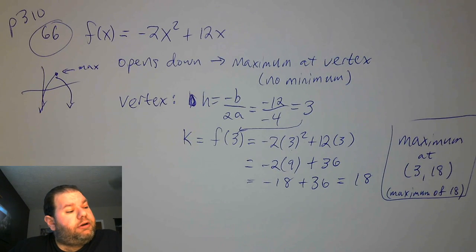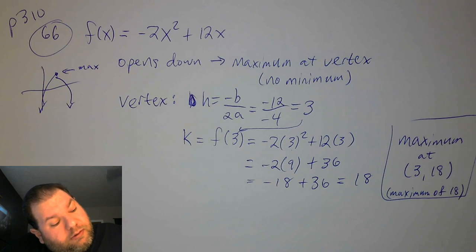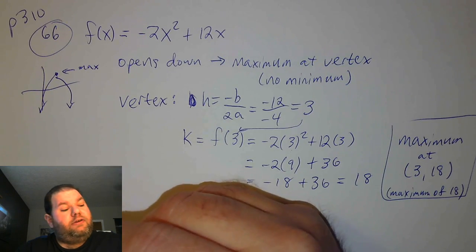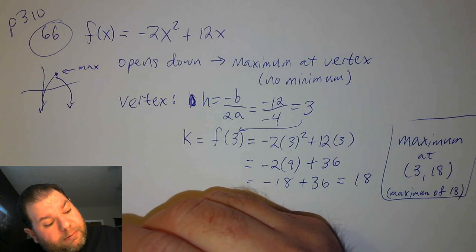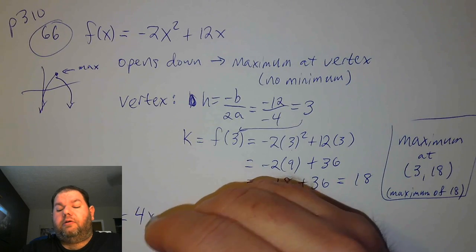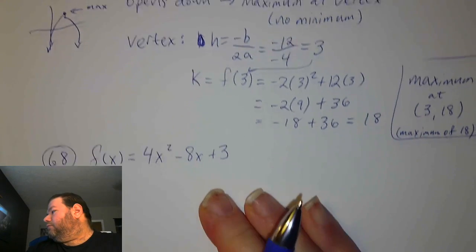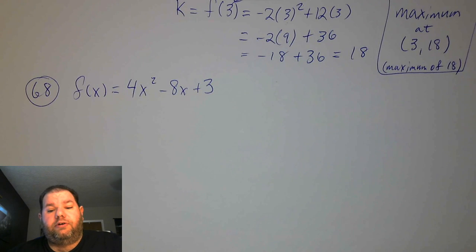Now, looking at number 68, similar question. We have f of x is 4x squared minus 8x plus 3. Which direction does the graph open? And then do we have a maximum or a minimum in this case?